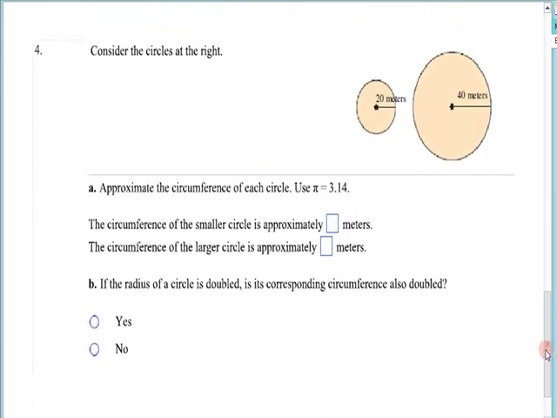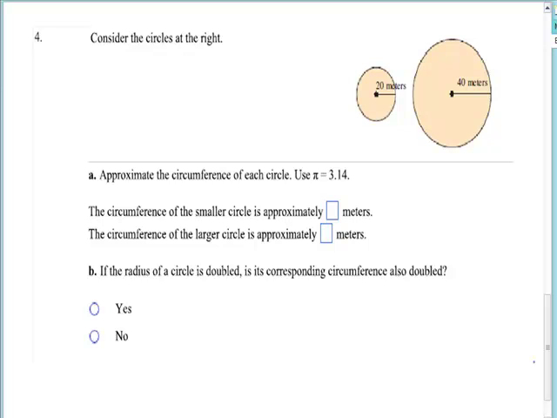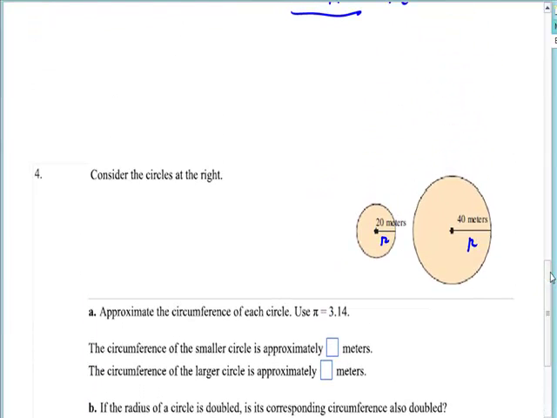Let's do one more, and let's see what it says. Consider the circles at the right. We have a small circle with a radius of 20 meters and a larger circle with a radius of 40 meters. Approximate the circumference of each circle using 3.14 for pi. So I need to find the circumference of each, and I'm using the radius.